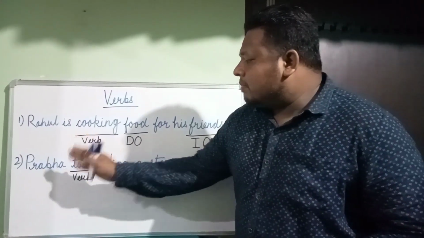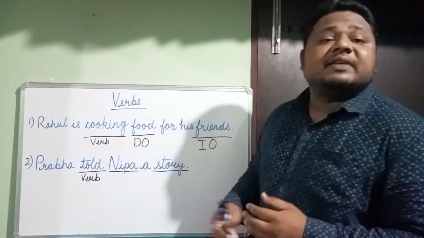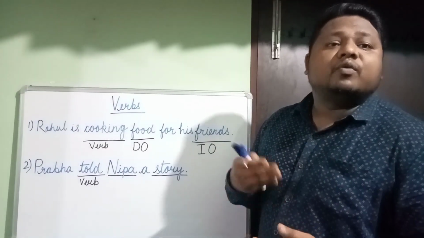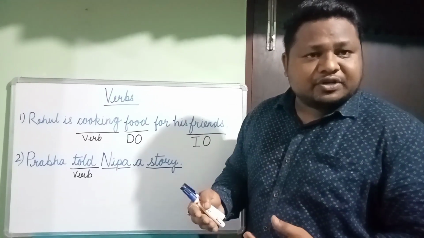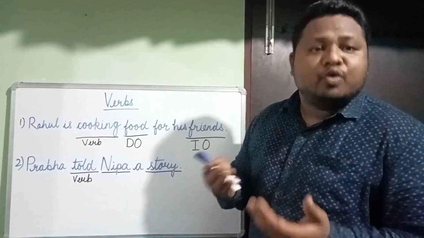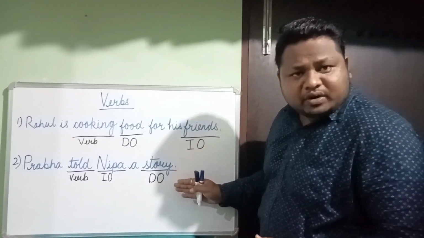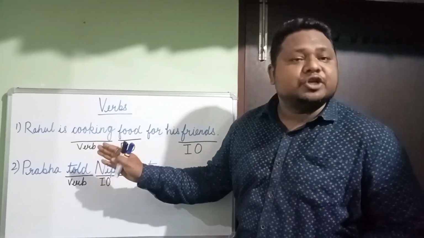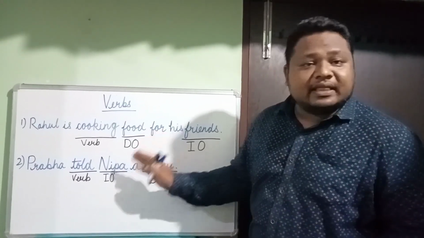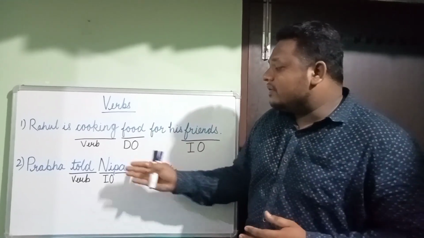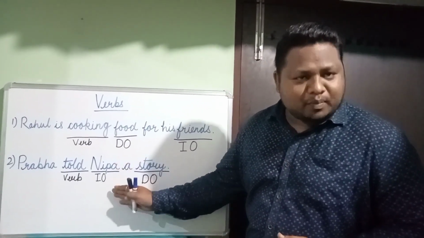Now in this sentence, Prabha told Nipa a story. If we ask the question, Prabha told what? We get the answer story. And if we ask the question, Prabha told the story to whom? We get the answer Nipa. So here the noun story is directly linked with the verb told. So story will be called direct object. And the noun Nipa is indirectly related with the verb told. That's why Nipa will be called indirect object.